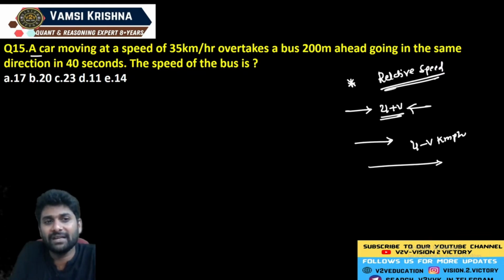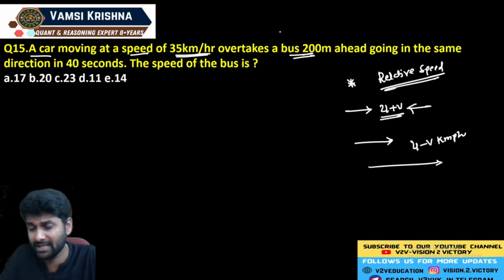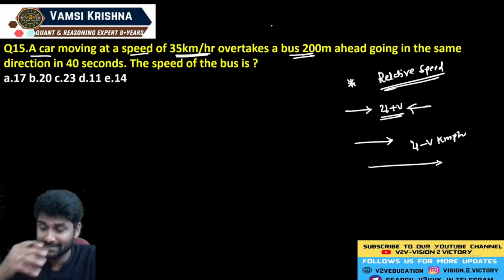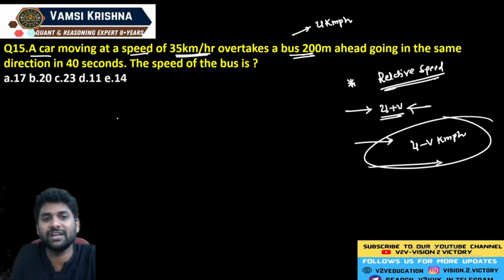And they clearly mention that a car moving at a speed of 35 km per hour overtakes a bus ahead, going in the same direction, in 40 seconds. What is the speed of the bus? Let us assume that we don't know the speed of the bus, but the speed of the car should be more than the speed of the bus. Then only the car can overtake the bus. Let us assume it's a speed of u kilometer per hour. Both are traveling in the same direction. Relative speed is 35 minus u.